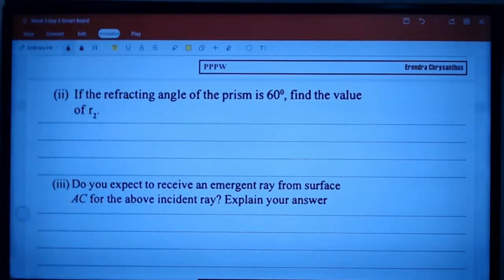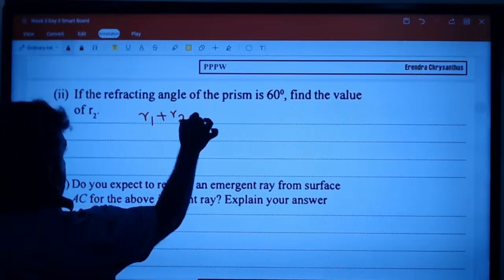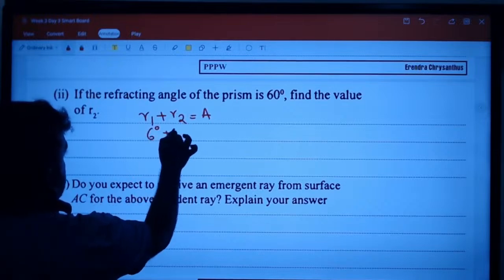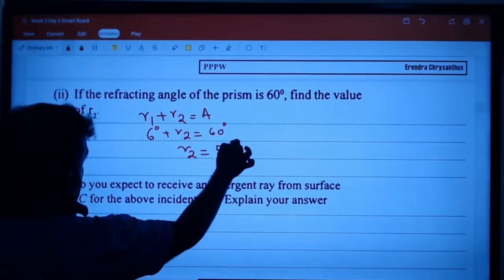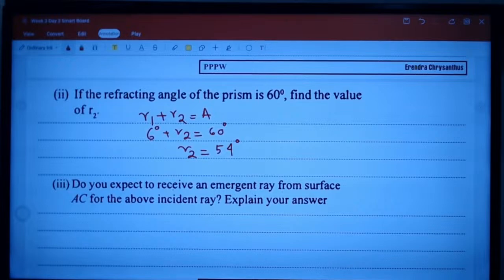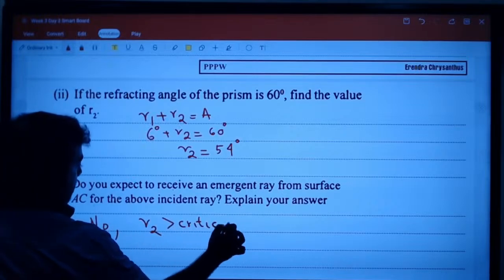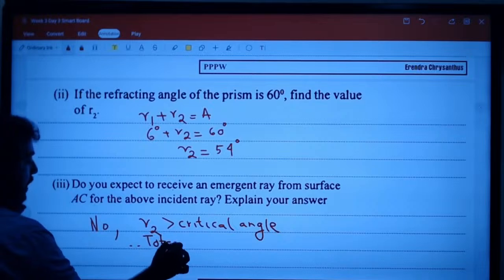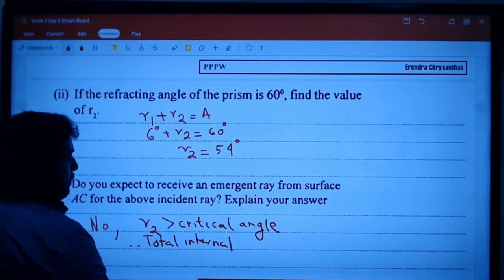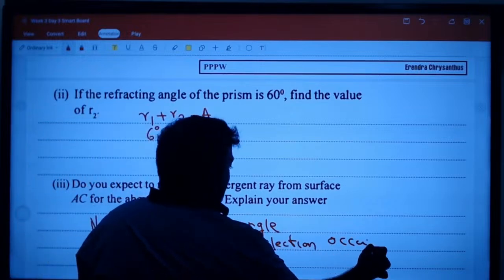If the refracting angle of the prism is 60, find the value of r2. Refracting angle means prism angle. r1 plus r2 is A. r1 is 6 degrees, A is 60, so r2 is equal to 54 degrees. Do you expect to receive an emergent ray from the surface AC? Answer is no. r2 is greater than the critical angle. Therefore, total internal reflection will take place.